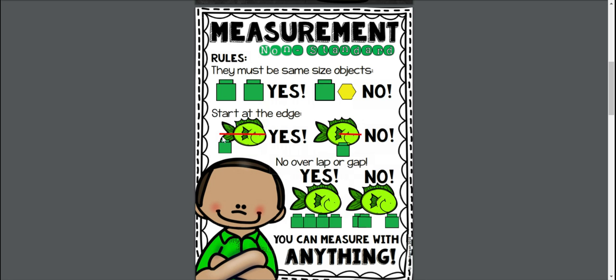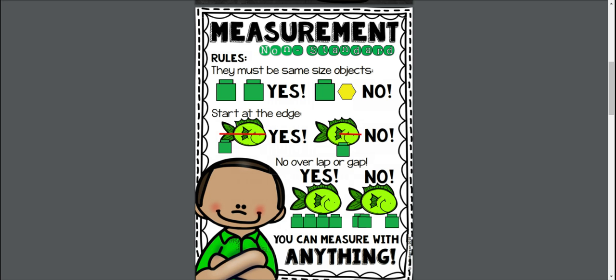Another rule is you have to start at the edge. Okay, you see here how the end of the fish starts with the end of the cube. So that's a yes. Now look at the other picture. The cube is right in the middle of the fish. So that is not really measuring the fish from one end, from the tail to the nose. I know it doesn't have a nose, but where the nose would be, from end to end. That's not going to work because it is only measuring the middle. It has to start from one end and go to the other end.